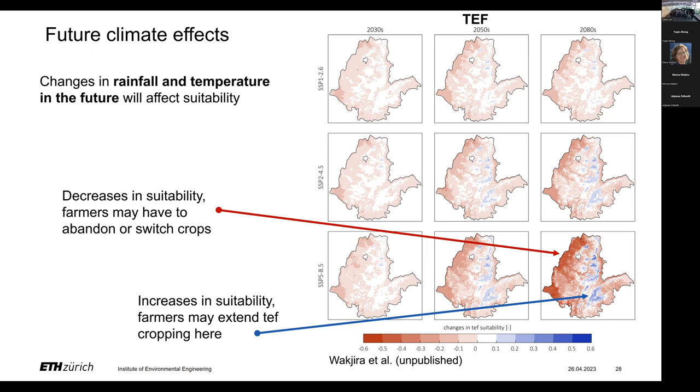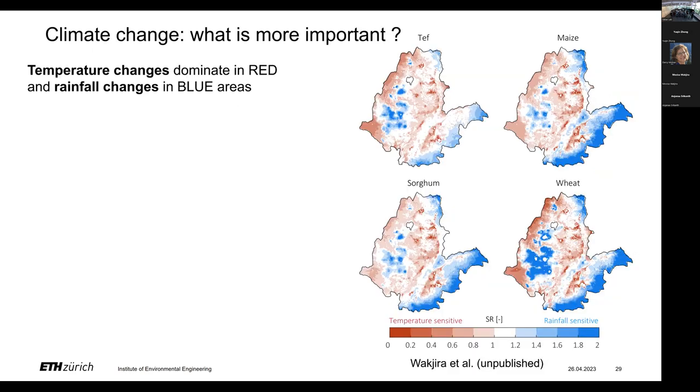So this climate change is very important. It can then be partitioned into what is the role of temperature, what is the role of rainfall. Here, I don't want to explain how, but the temperature sensitive parts of the country are red and the rainfall sensitive are blue. And so you, as a farmer now, or an extension worker informing farmers, you have an ability to advise them on the risks that they are likely to experience in the future.